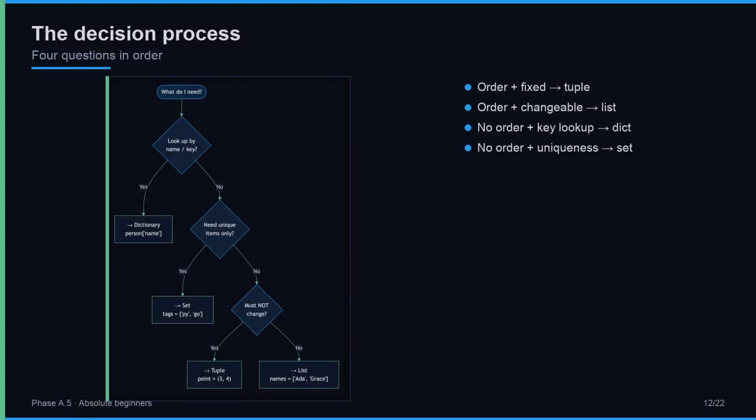If yes, ask, must it stay fixed? If yes, tuple. If not, list. If order does not matter, ask, do I look up by key? If yes, dict. If not, ask, do I need uniqueness? If yes, set. If not, a list still works. 4 short questions, 1 answer each, and you arrive at the right type without guessing. Run the 4 in order.